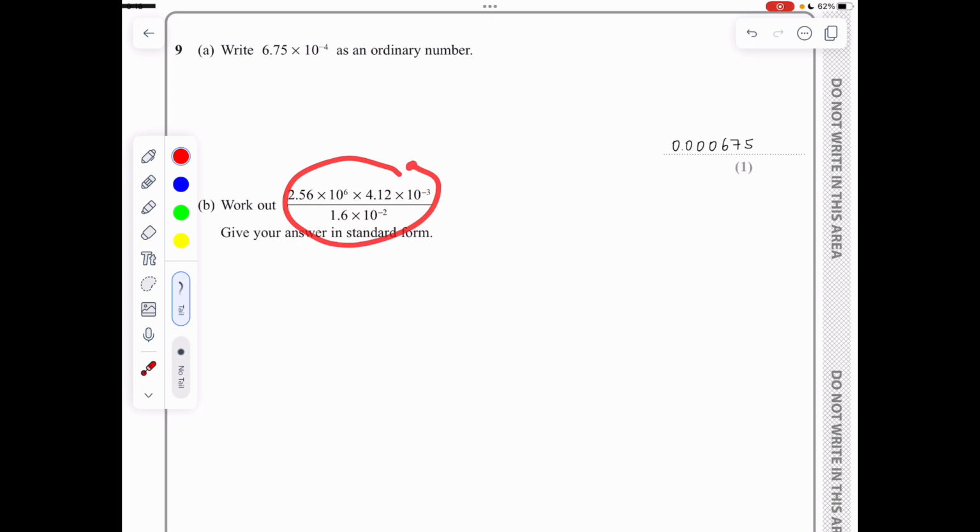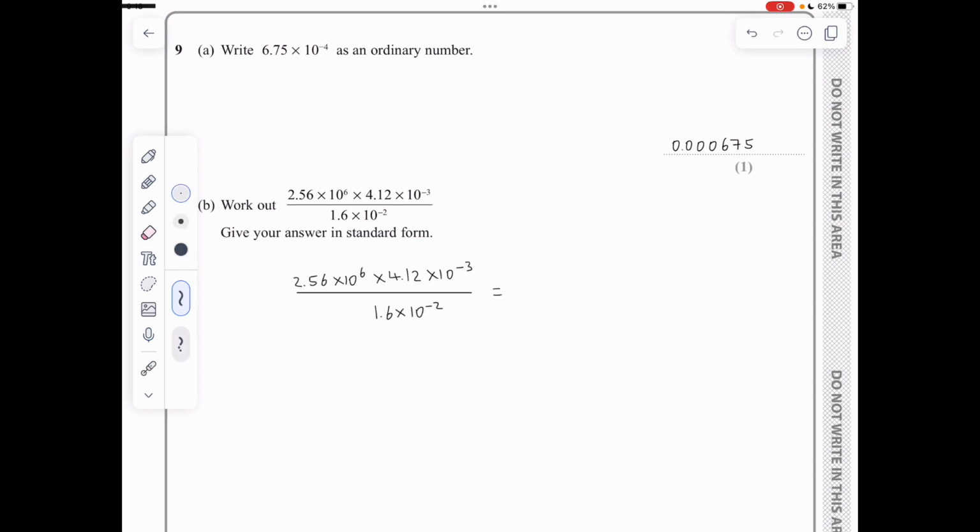In B, we need to work out this, giving our answer in standard form. Of course, we can plug everything into the calculator. However, I would also like to show you how we can do it more analytically. So this is what we have here: 2.56 times 10 to the 6 times 4.12 times 10 to the negative 3, and all over 1.6 times 10 to the negative 2. So I will be doing numbers with numbers and powers of 10 with powers of 10.